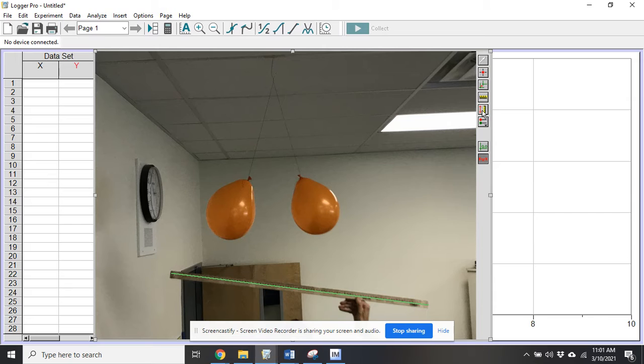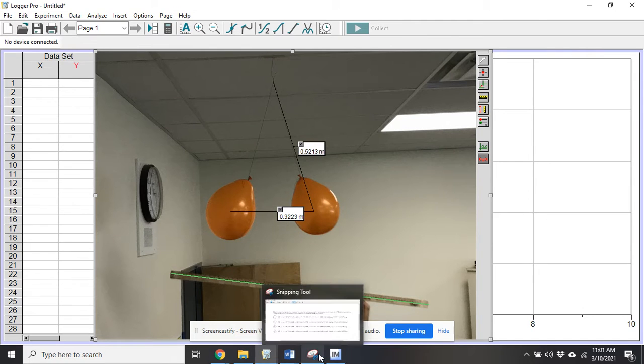And now with this button, we can very accurately measure the distance here, our hypotenuse, and the distance between them, which are the two distances we need. So those are the two distances that we need. So record those. That's the length of the string, and this is the 2D distance.